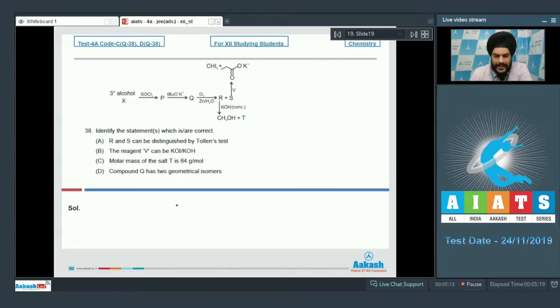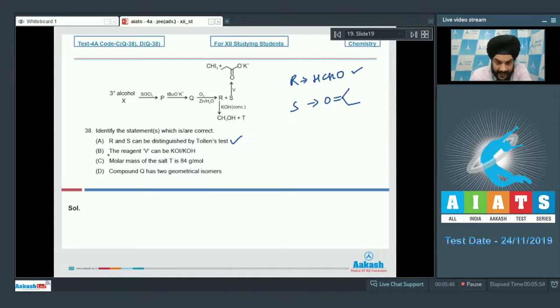Okay. Let us look at question number 38 now, students. Identify the statements which is or are correct. Okay. So option A, it says R and S can be distinguished by the Tollens test. So if we look at the structures of R and S, students, R was formaldehyde, S was butan-2-one. Okay, so if we talk about these compounds, they can indeed be distinguished by the Tollens test. The aldehyde will give a positive Tollens test, whereas the ketone will not. So option A is correct.